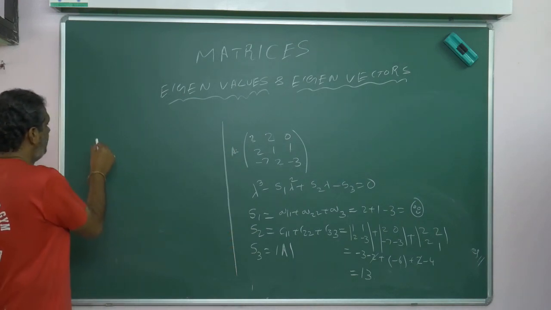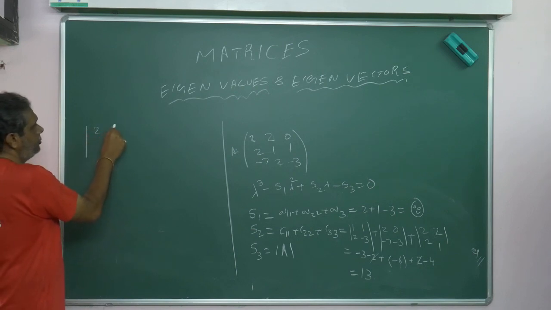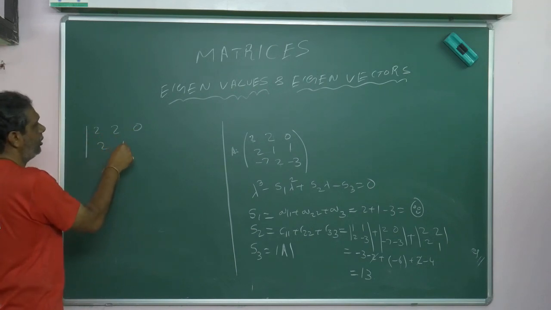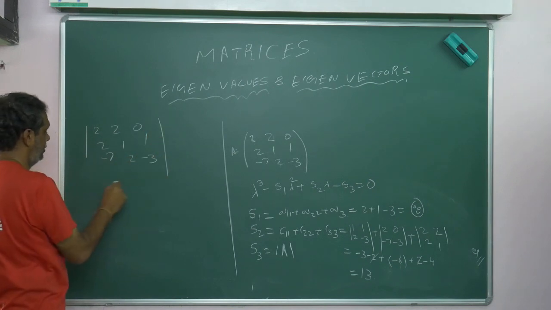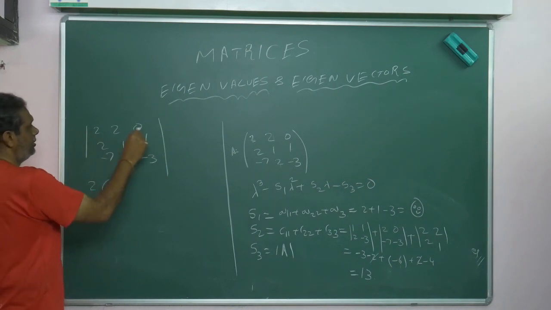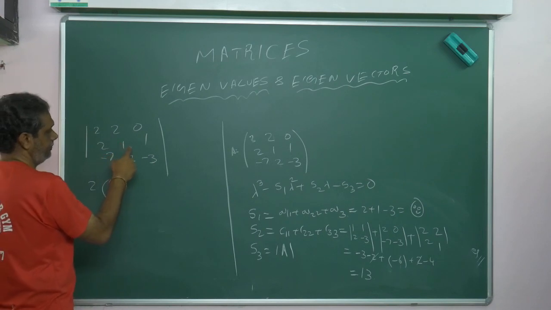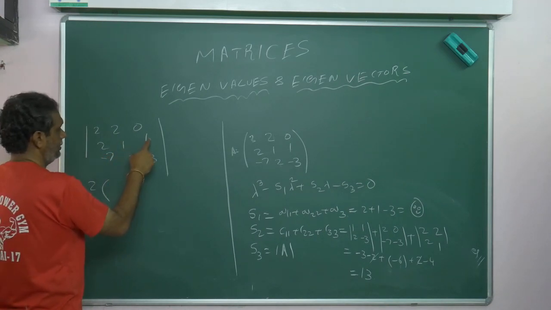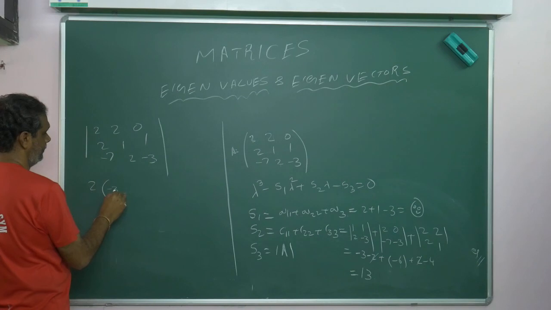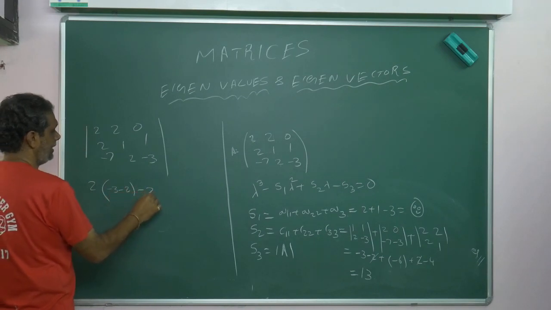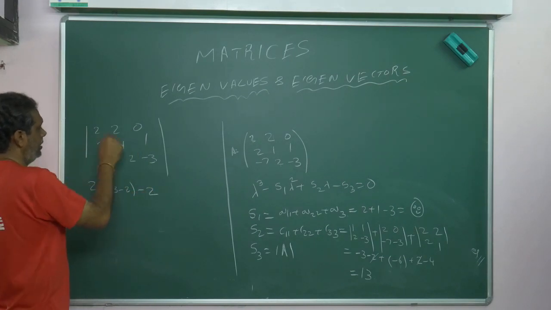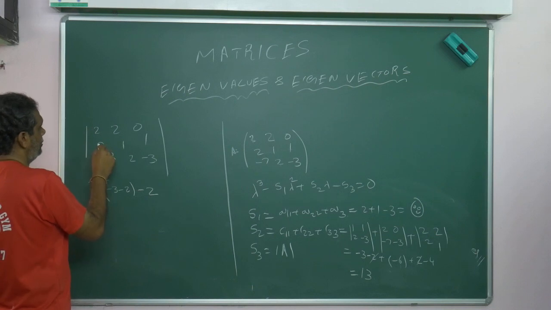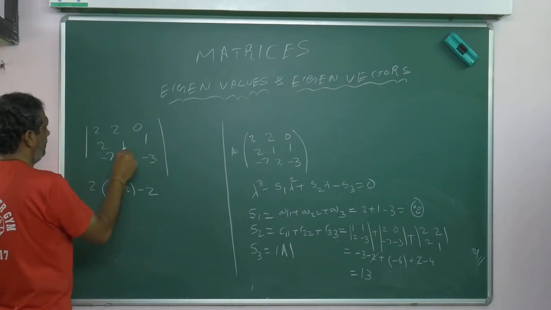Now determinant of A is equal to, how will we do it? 2, 2, 0, 2, 1, 1, minus 2, 2, minus 3. Then 2 into, leave this row and this column. Again same story: minus 3, minus 2. I am skipping. Then the second element you always give minus. Leave this, leave this. So what will you get? Minus 6 plus 2.